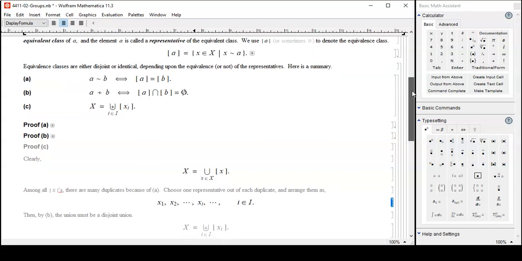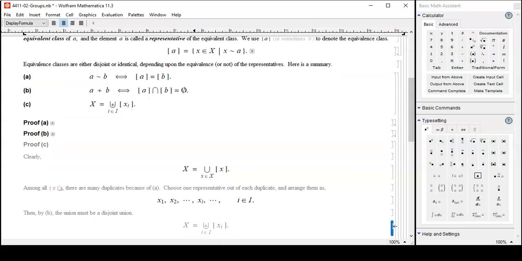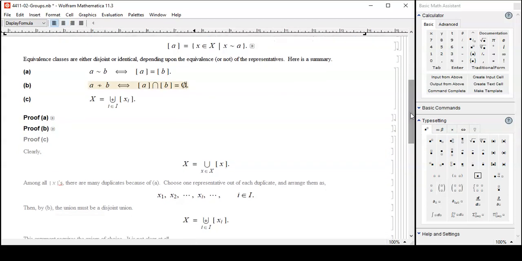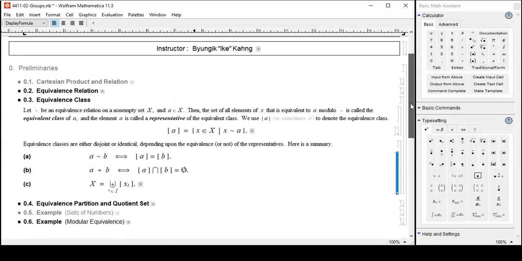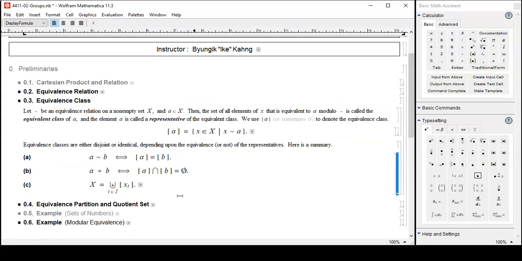Then that union becomes a disjoint union thanks to the second property here. You see, there are so many duplicates, so we throw all those away and choose one for each, so that we get unions of different equivalence classes, but different means disjoint. So we end up with a disjoint union. This we call an equivalence partition. So equivalence classes automatically generate an equivalence partition.